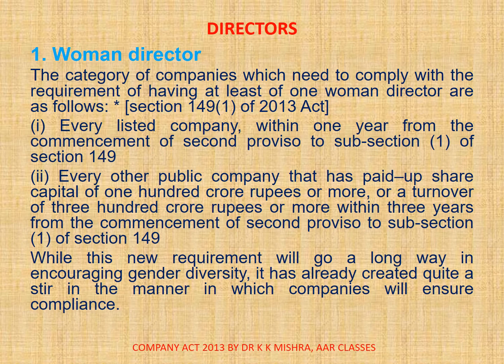First one is every listed company within 1 year from the commencement of second proviso to subsection 1 of section 149. Second, every other public company that has paid up share capital of 100 crores of rupees or more or a turnover of 300 crore of rupees or more within 3 years from the commencement of second proviso to subsection 1 of section 149. While this new requirement will go a long way in encouraging gender diversity, it has already created quite a stir in the manner in which companies will ensure compliance.